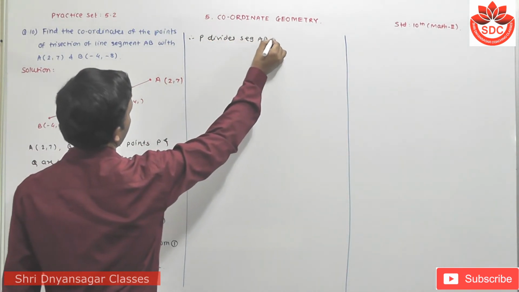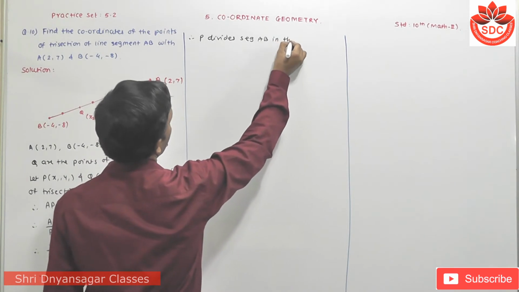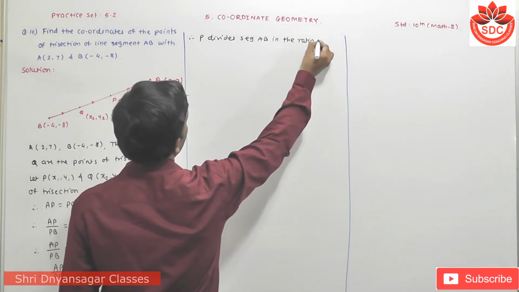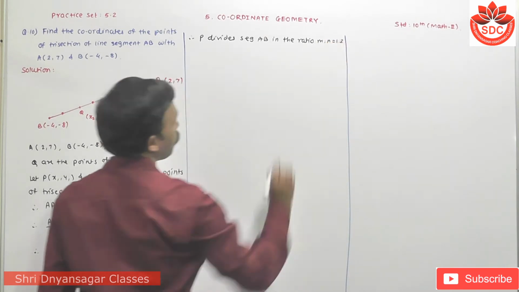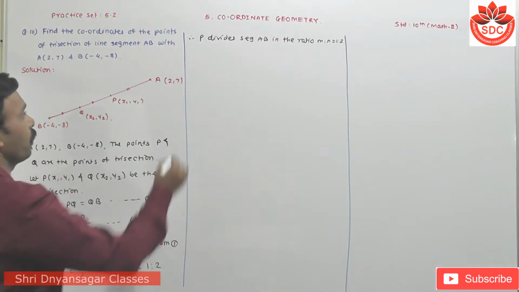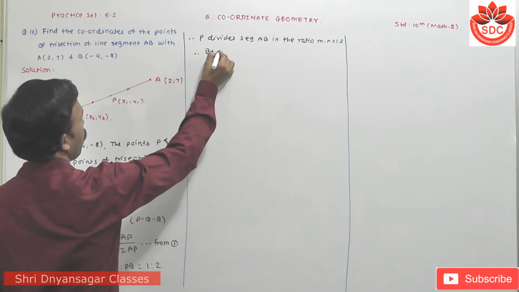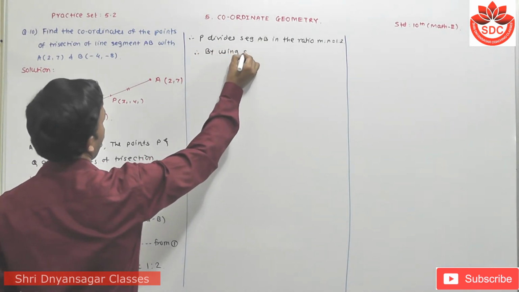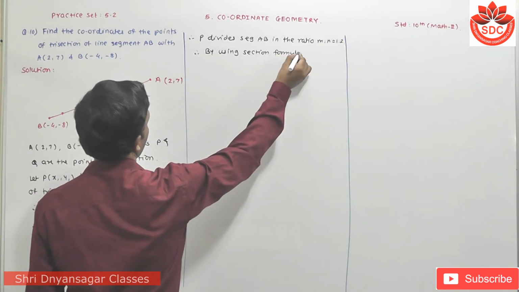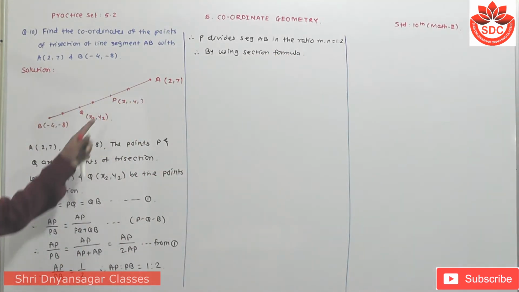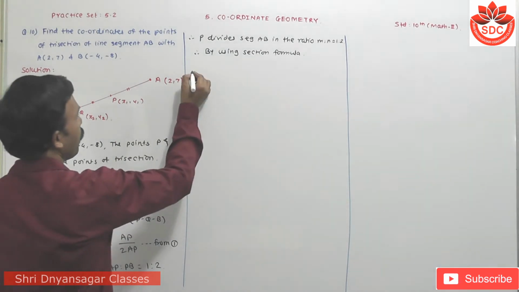Segment AB in the ratio m as to n is equal to 1 as to 2. Therefore, by using the section formula, first I have to find out the coordinates of the point P.